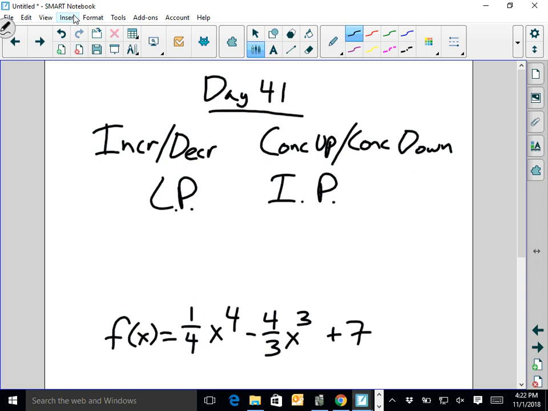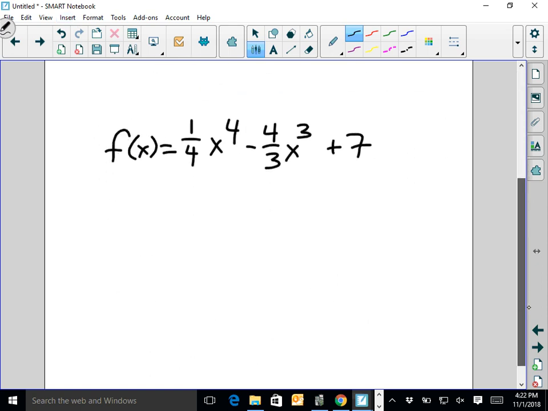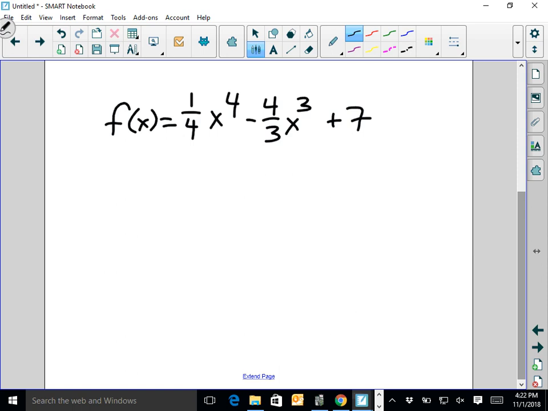So day 41, I just want to continue looking at increasing, decreasing, critical points, concave up, concave down, inflection points. So I wanted to draw my attention to a problem I just made up because I think it'll work well for some interesting things happening. So here's what we have. We've got f of x equals 1/4 x to the fourth minus 4/3 x cubed plus 7.